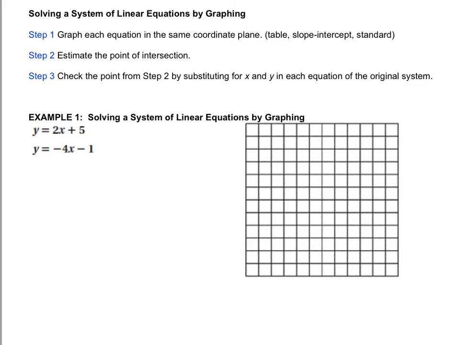Step 2 is going to be to estimate their point of intersection. Sometimes it's very easy to see what we think it is, sometimes it's not so easy, but we want to just get a pretty good idea what we think it's going to be. But keep in mind that we just think it's going to be.